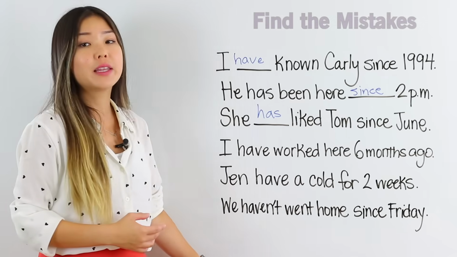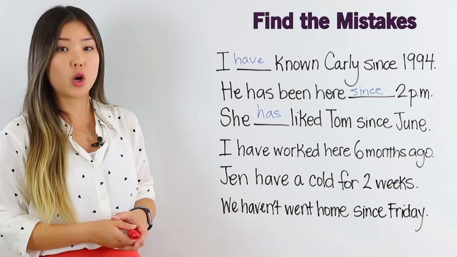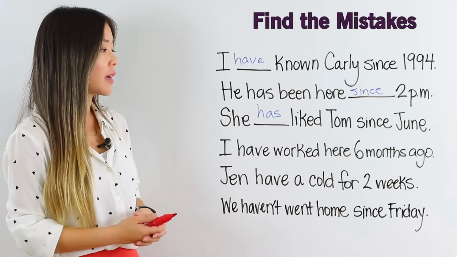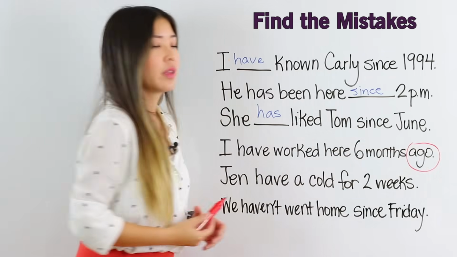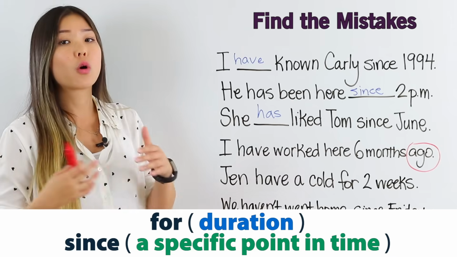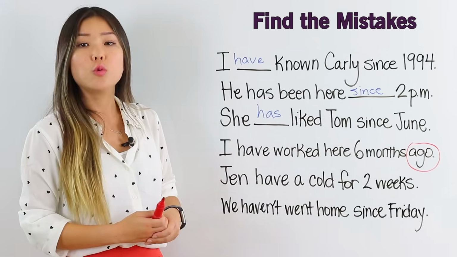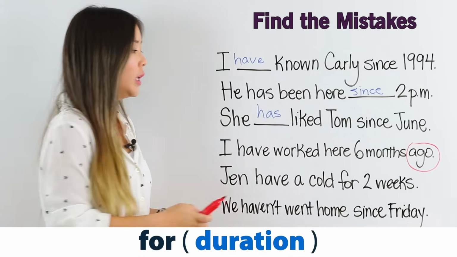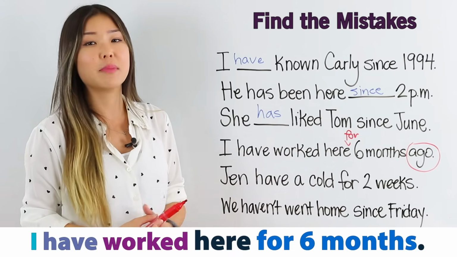Now, I want you to find the mistake in the next sentence. I have worked here 6 months ago. Can you find the mistake here? I have worked. That's correct. However, in the present perfect tense, we don't use ago. This is talking more about the past. We want to talk about since or for instead. Now, 6 months is not a specific time, so we don't use since. Instead, we talk about the duration, so we need for. We'll say, I have worked here for 6 months.